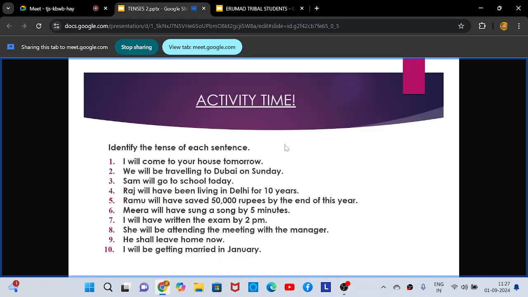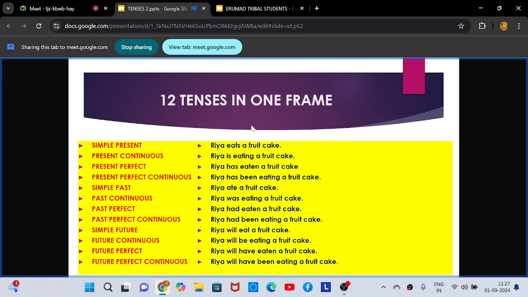Okay. So with this we have completed the 12 tenses. Now we shall discuss the 12 tenses in one frame. இது கூட just பார்த்துட்டு we shall wind up the session. I have just taken one sentence and I have changed it to different tenses. We shall check this. Simple present: Ria eats a fruit cake.